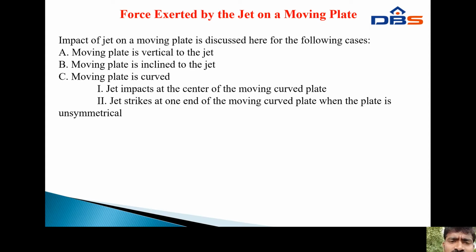First one, moving plate is vertical to the jet. Next one, moving plate is inclined to the jet. Next one, moving plate is curved. The jet impacts at the center of the moving curved plate. The jet strikes at one end of the moving curved plate when the plate is unsymmetrical. These conditions are explained.